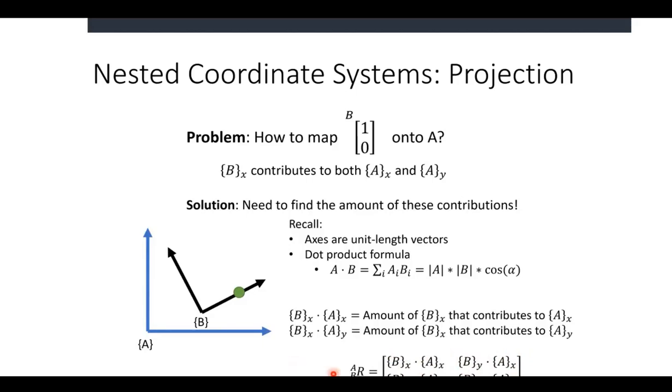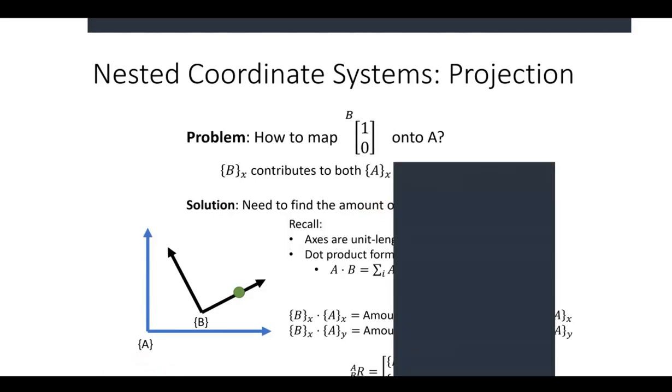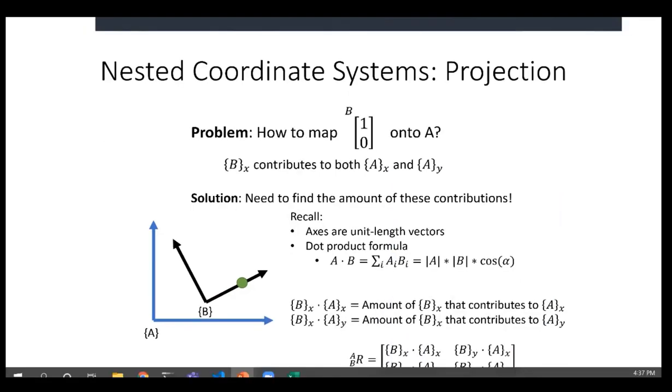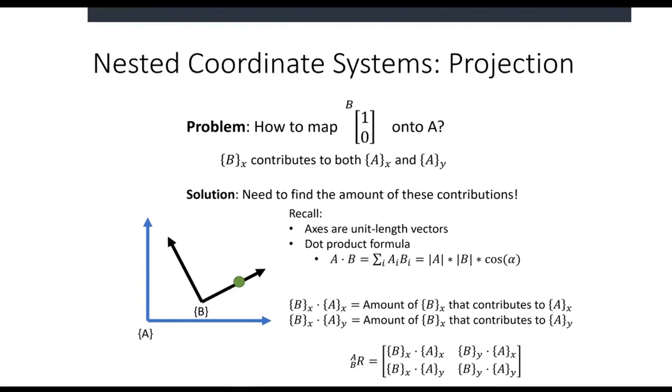And then the next one down here. Let's see if I can make that come back for everyone. Is that better? Okay, great. So we're just projecting our x-axis and y-axis of B onto each x and y-axis of A. We want to figure out how much each of these is contributing to each other axis.